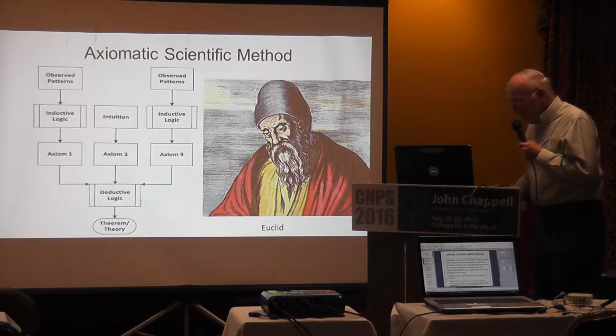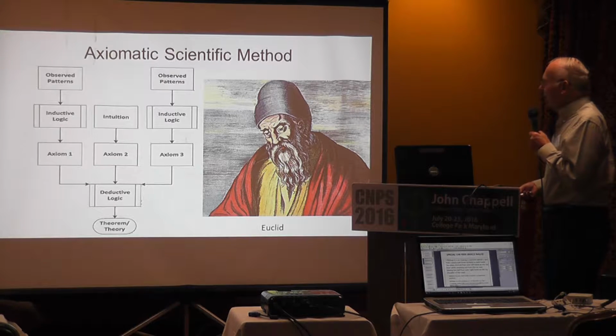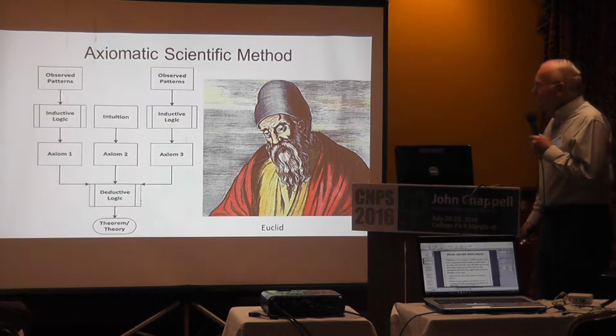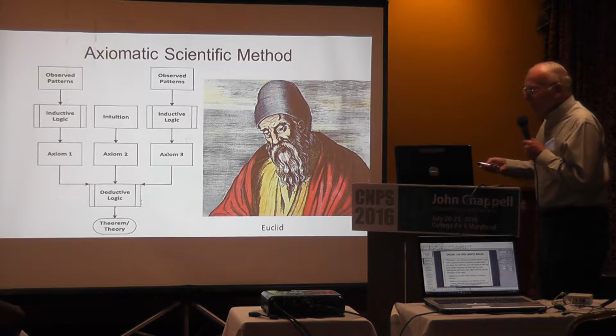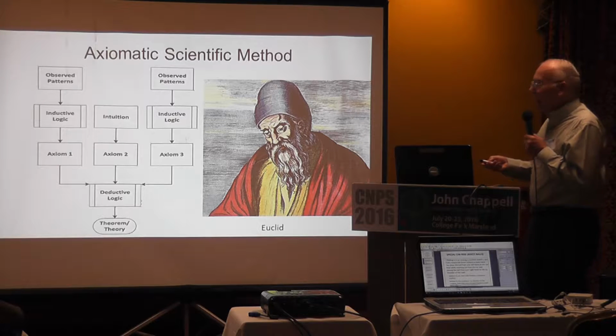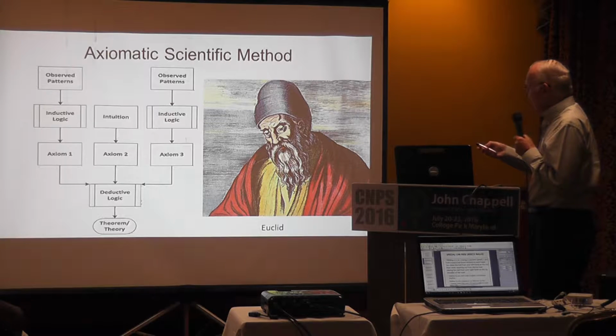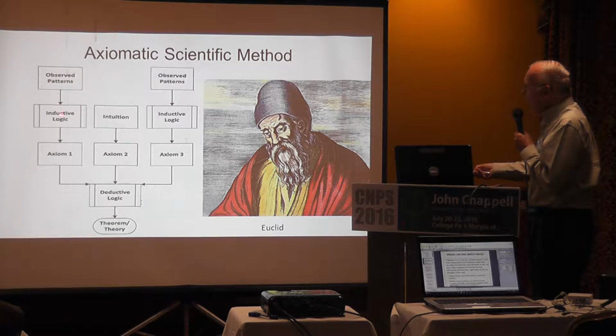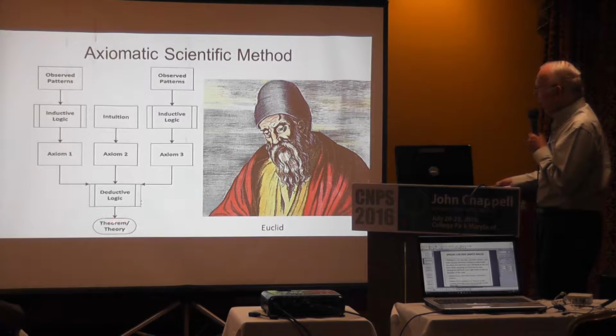Now, I want to spend a moment on the axiomatic scientific method. This is the method that was developed by Euclid in order to do geometry, and basically it shows the role of logic in natural philosophy, in the scientific method. As you'll see on this chart, you either observe patterns in nature and apply inductive logic and come up with an axiom, or by intuition you guess an axiom. You take all your axioms together and you apply deductive logic to get your theorem or your theory. So that is what Euclid did.